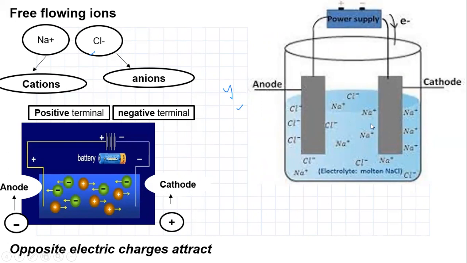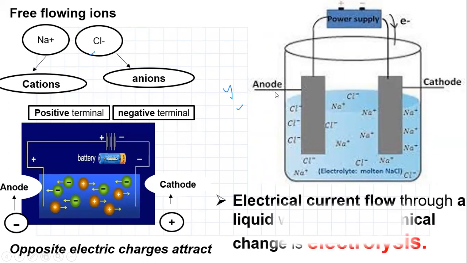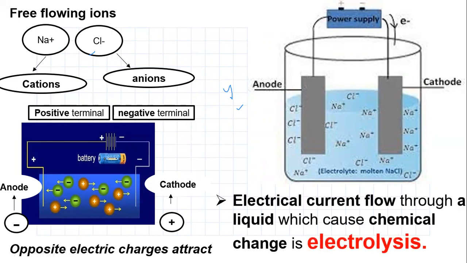Here you can see all the sodium positive ions are closer to the cathode, and all the negative ions are closer to the anode. So when an electrical current flows through a liquid which causes chemical change, we call it electrolysis.